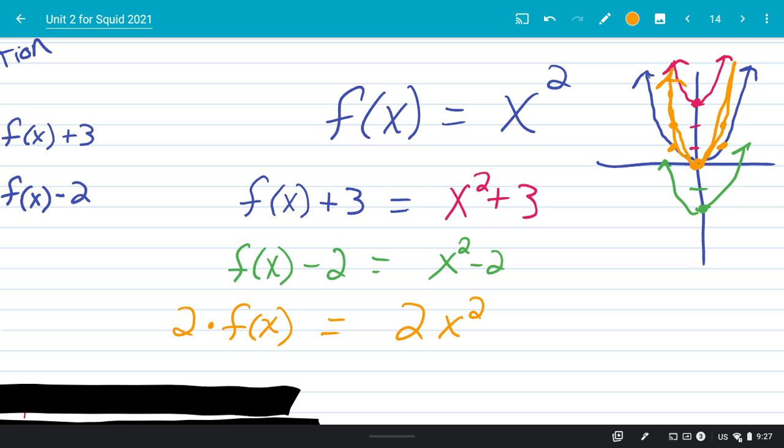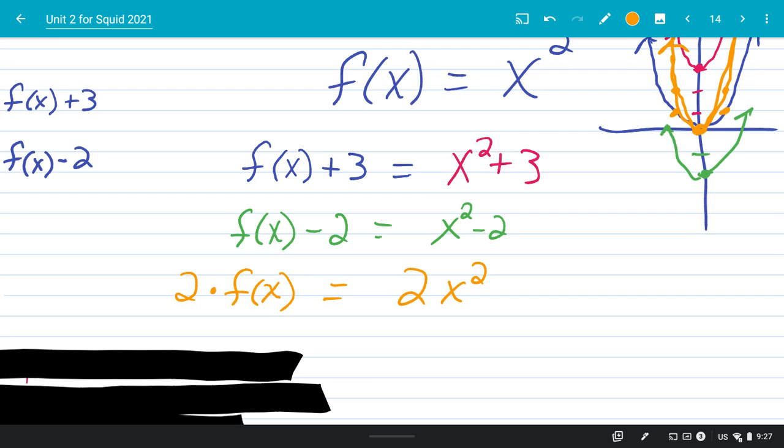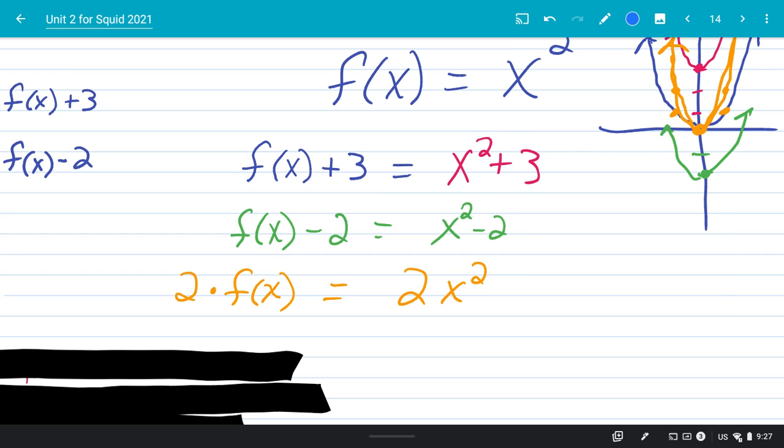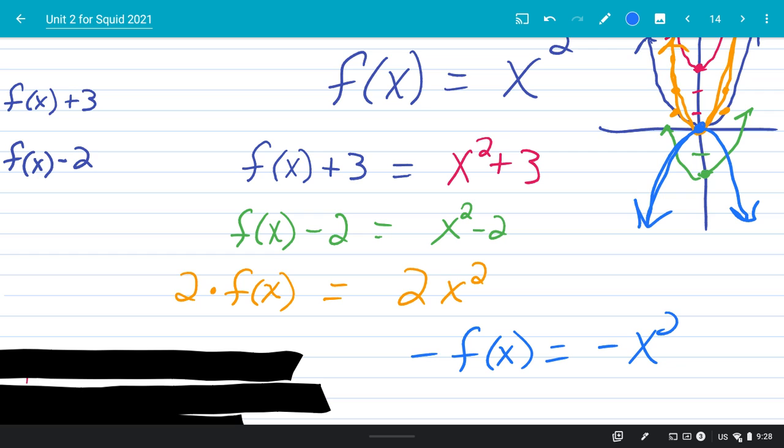I'm not going to talk anymore about the negative. The negative then would flip it. For example, last one of this, if I had negative f of x, that would basically be negative x squared. And that would be starting in the same spot and just flip it vertically. That's what the negative sign does. All right?